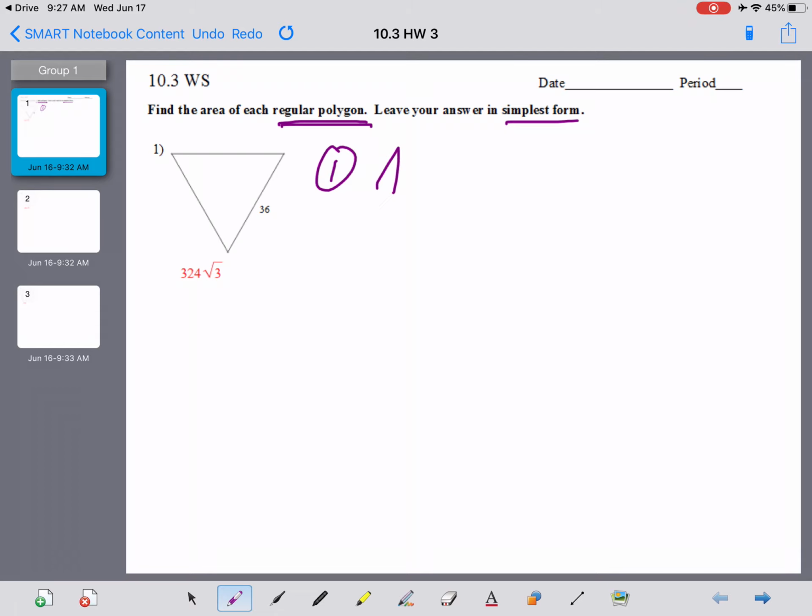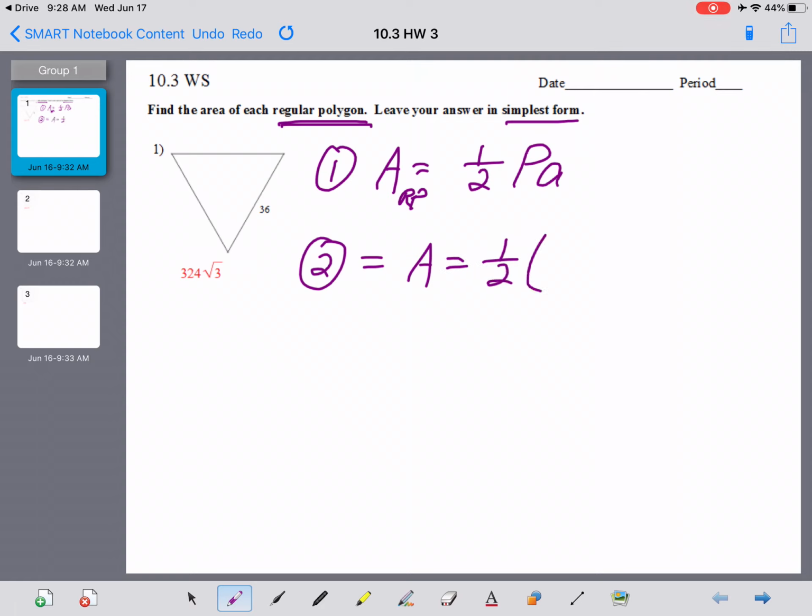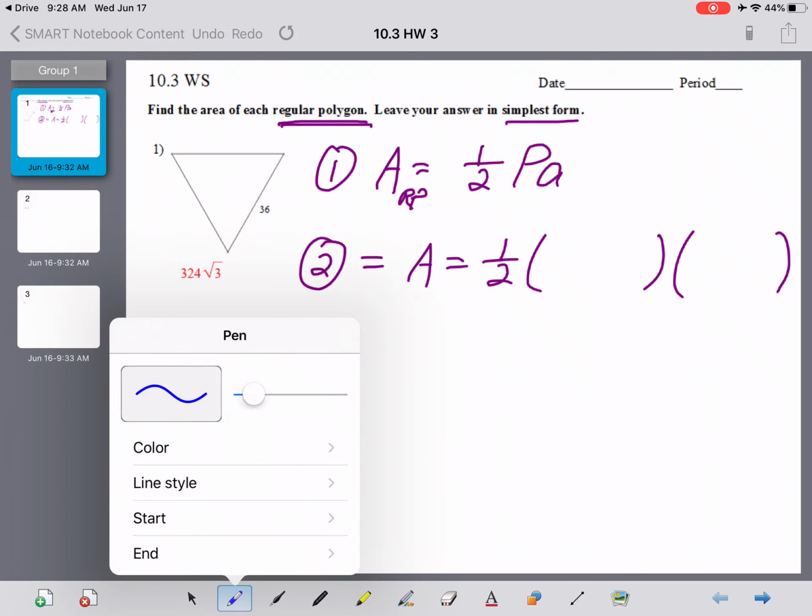So using our three-step process, we always begin with that formula. Area of a regular polygon is equal to 1/2 times the perimeter of that polygon multiplied by little a, which is our apothem. Step 2, fill in what you know. So the area here is equal to 1/2. Right now we don't know the perimeter, nor do we know the apothem, so we've got two things that we've got to find. Let's get working on perimeter first.